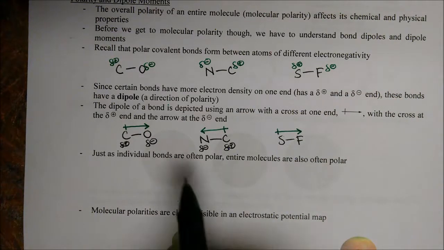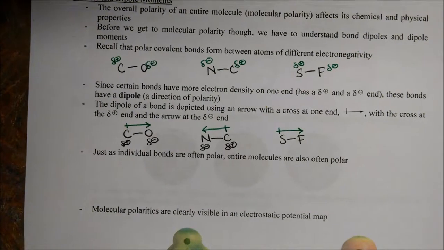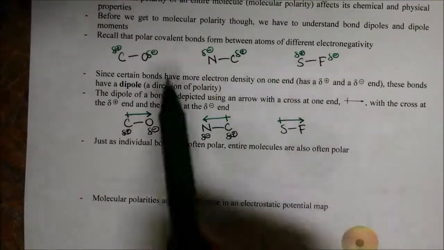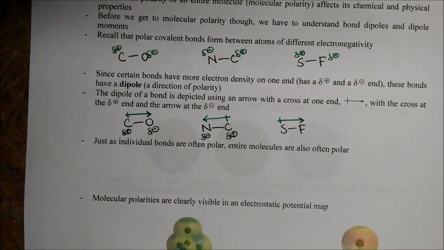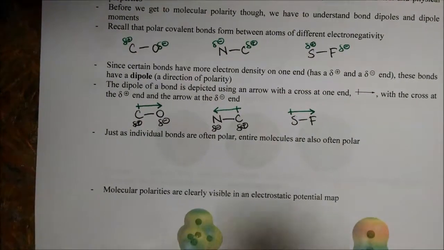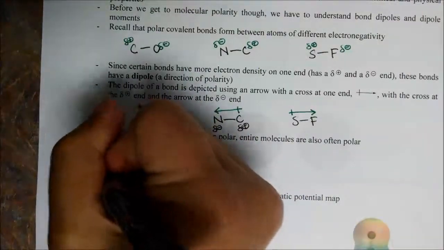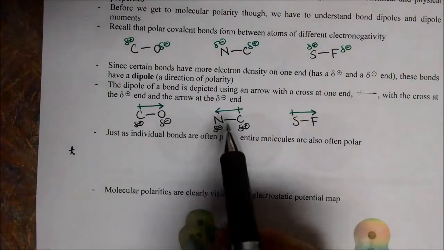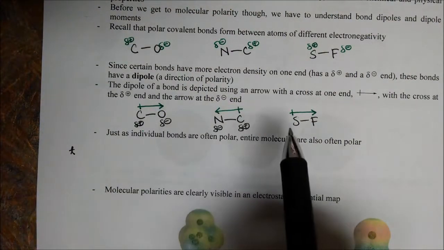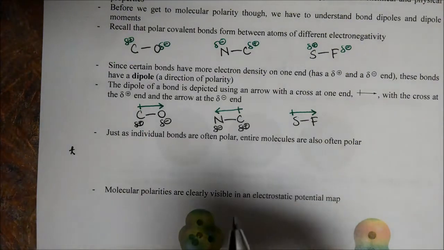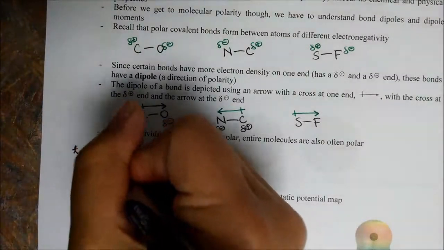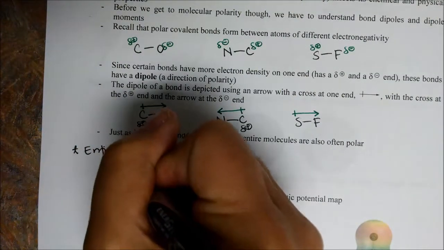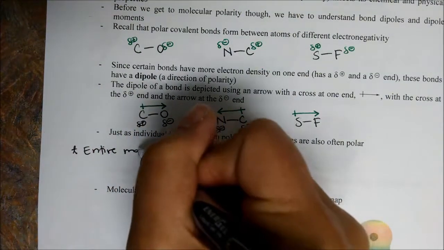Okay, and so just as individual bonds are often polar, remember we mentioned that the majority of covalent bonds in all of chemistry are polar, okay? Entire molecules can also be polar. And so the entire molecule's polarity depends on the vector sum, as in if we have the individual bond dipoles in a molecule, if they add up, they reinforce one another, then we're going to have a polar molecule. Okay, so it's the vector sum of those individual bond dipoles.